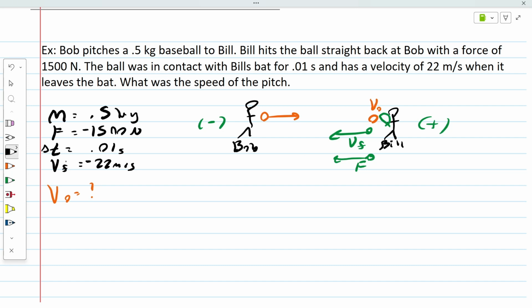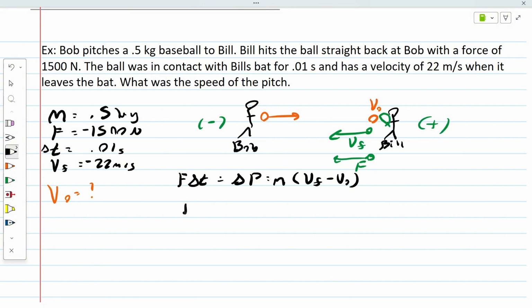Okay, so now we can set up our equation to see if we have enough information to solve this. So we know the force times the change in time is equal to the change in momentum. And the change in momentum equals the mass times velocity final minus velocity initial, or change in velocity. So we have force, we have time, we have the mass, and we have the v final, so we have everything to solve for the v initial velocity.